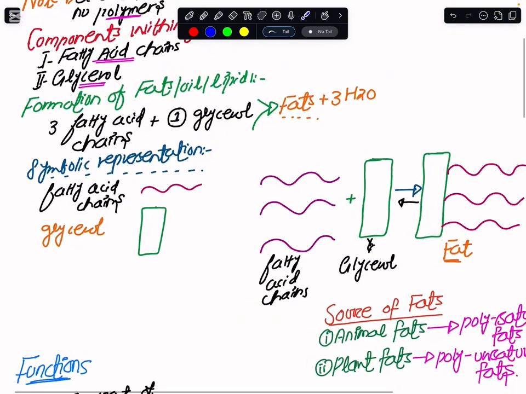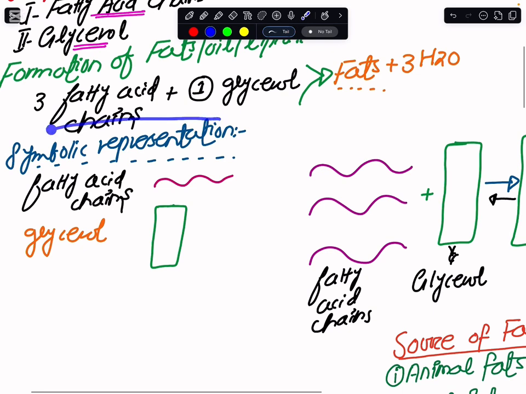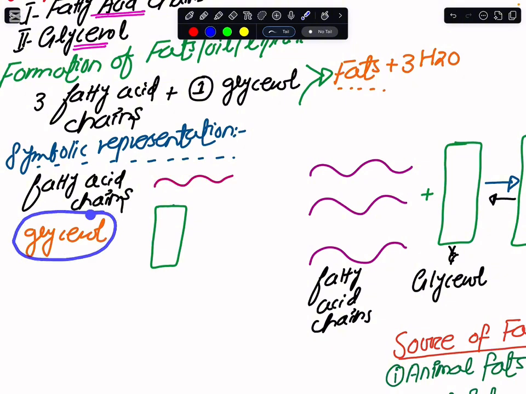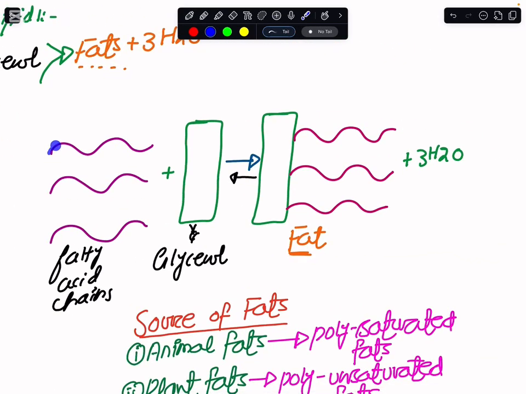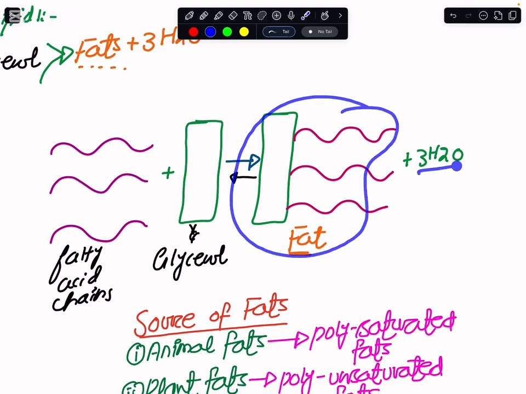In your exams, these fats would be represented symbolically. If I am presenting the fatty acid chain, I have to represent it like this. If I am representing the glycerol, it would go like this. Now I need to condense them together. So this fatty acid chain, the second fatty acid chain, and the third fatty acid chain, I would link them up with the glycerol. So we would end up making the fats, and three water molecules would be eliminated.